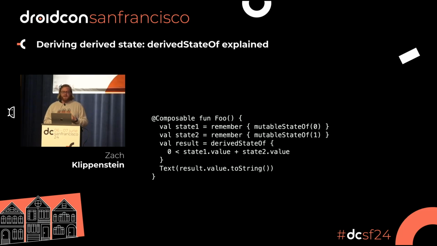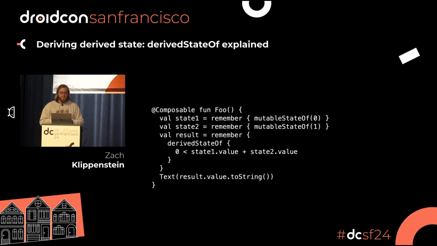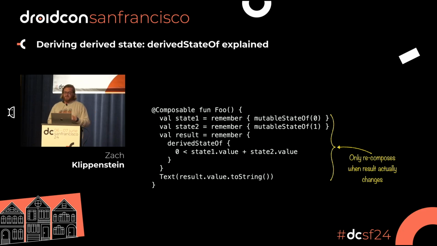So we're going to wrap the calculation in a derivedStateOf. And because we're in a composable here, we also need to remember that. So now, the body of foo will only recompose when the result of this calculation actually changes.